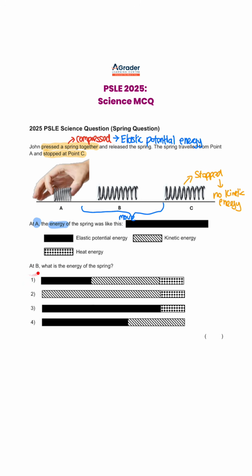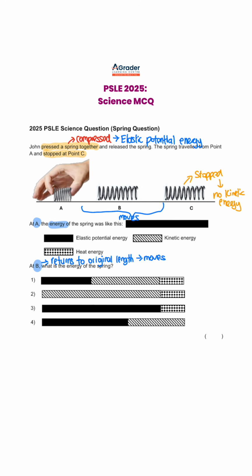So at B now, they're asking us what is the energy of the spring. And you need to understand, the moment the person lets the spring go, the spring will no longer be compressed. It will return to its original length. So at this point, at B, it returns and it moves. When it moves, it will have kinetic energy.